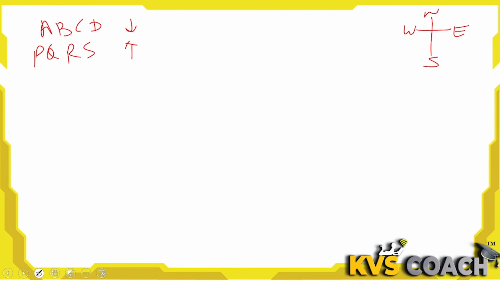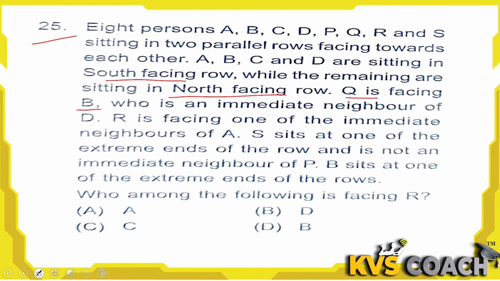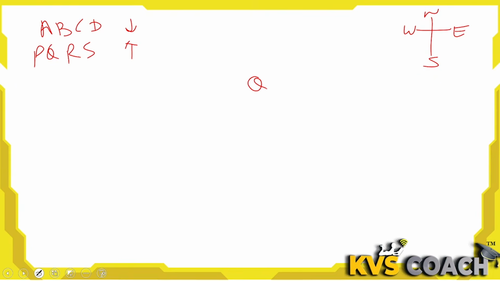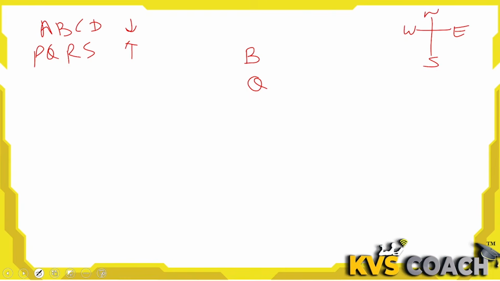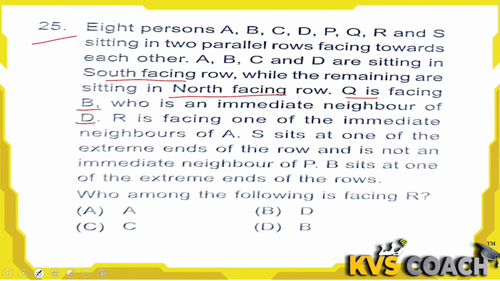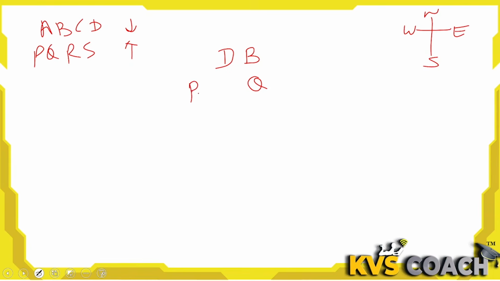Okay, now the question is, Q is facing B. They are saying Q is facing B. Again, who is immediate neighbor of D? So B is immediate neighbor of D. They are saying B is immediate neighbor of D. Now R is facing one of the immediate neighbors of A. A के immediate neighbor को R face कर रहा है. Then R is facing one of immediate neighbor of A, this or this.